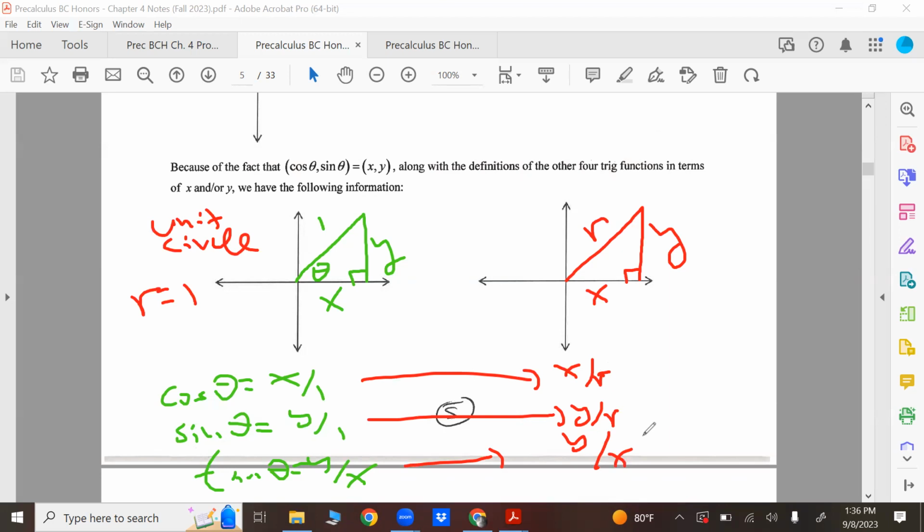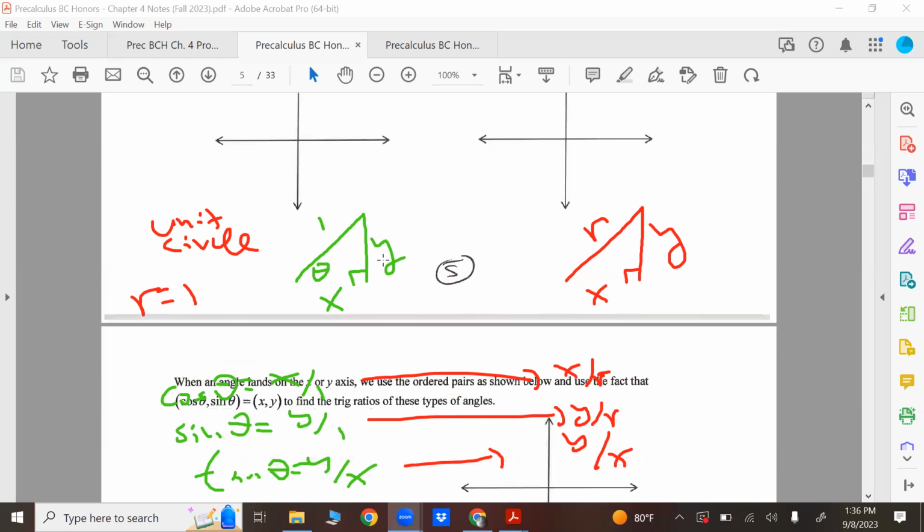So don't always think that cosine is always going to be x, or sine is always going to be y. It just depends on what you're given. If you're evaluating an angle, yes, know your unit circle: use the x coordinate on the unit circle for cosine, the y coordinate for sine, y over x for tangent, and then flip them for cosecant, secant, and cotangent.